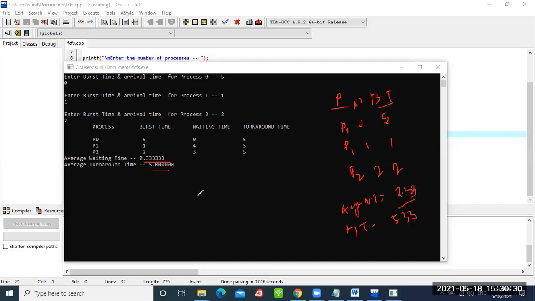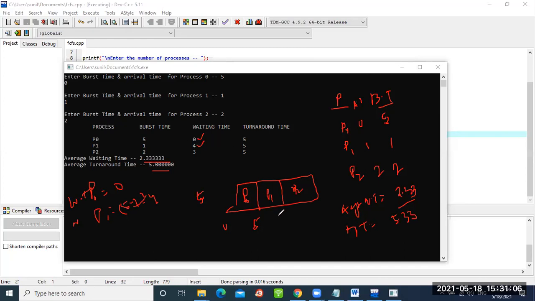So waiting time of P0 will be 0. Waiting time of this will be 5. Check the answer once again. Now P0 will take 5 time. Now waiting time of P0 will be 0. Now waiting time of P1: P1 is assigned here, so it will be 5 minus 1, which is 4, which is correct. Okay. Now P2, how much time is taken? It's one amount of time, which is 6.